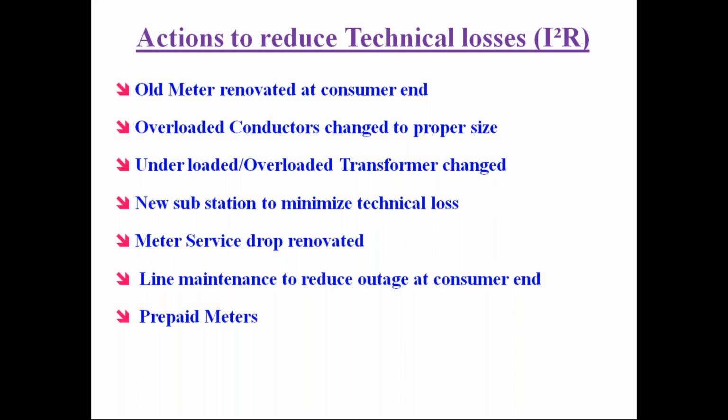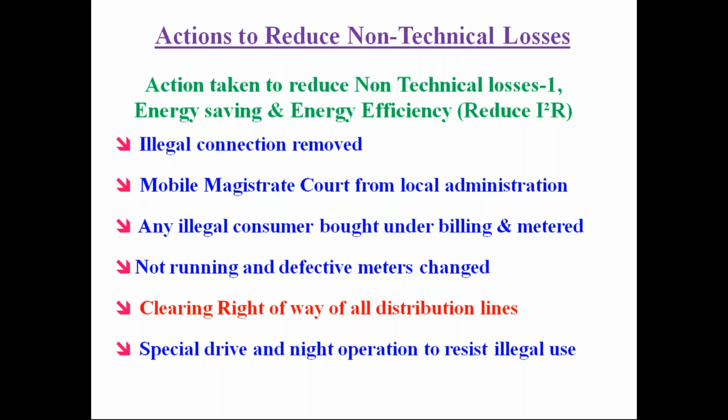Then we checked the grounding, earthing and wiring of the industries, and connectors were installed, lines were renovated to reduce technical losses. We had over 4,000 three-phase connections and they were regularly checked. Phase balancing is another important issue, which we did through rearrangement of feeders. Then old meters were renovated, overloaded conductors were changed, overloaded transformers were changed, new substations were built at load centers, meter connections were renovated, and line maintenance was done to reduce customer outage. And lastly, we went for prepaid smart meters.